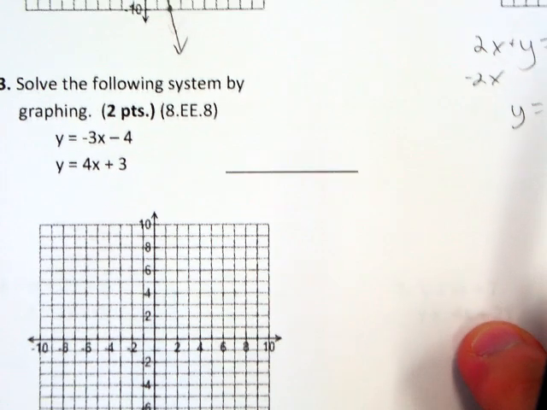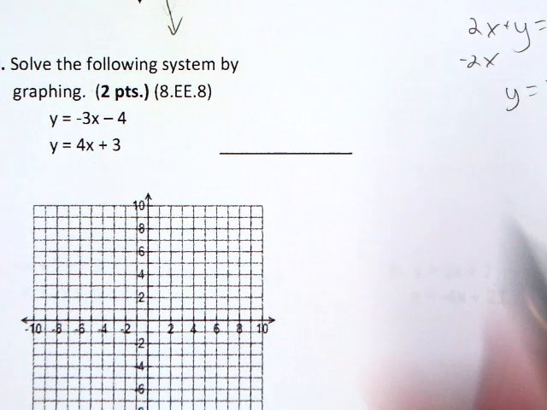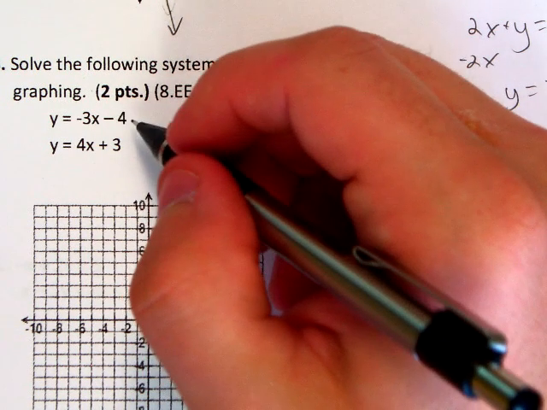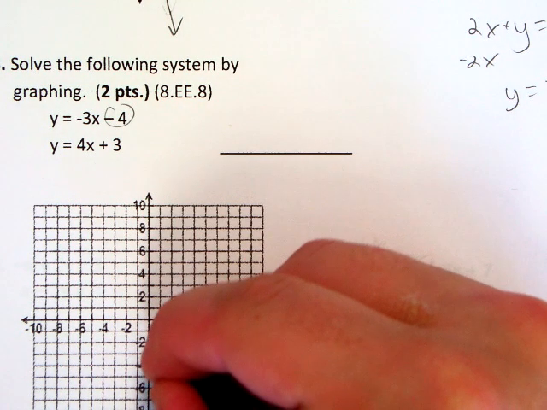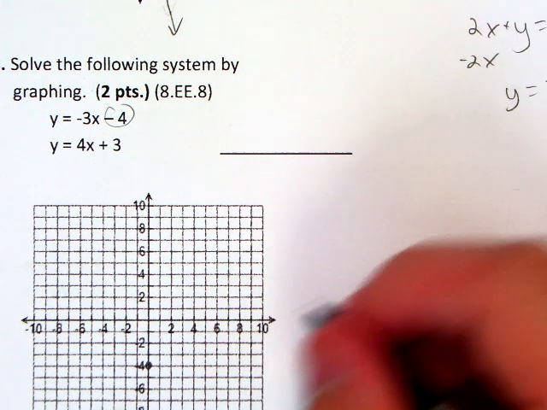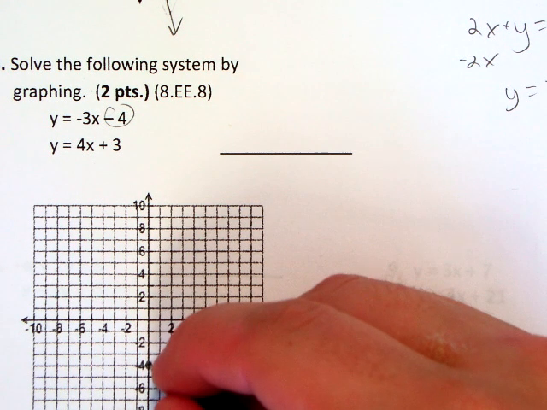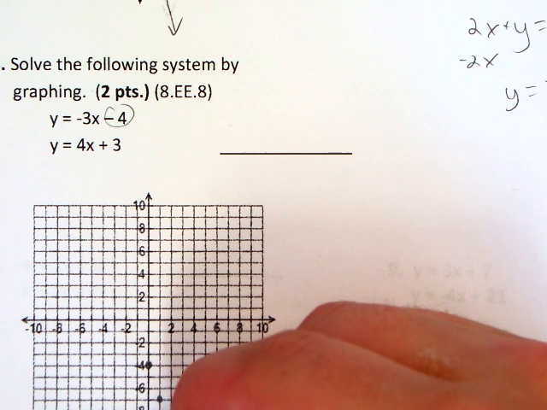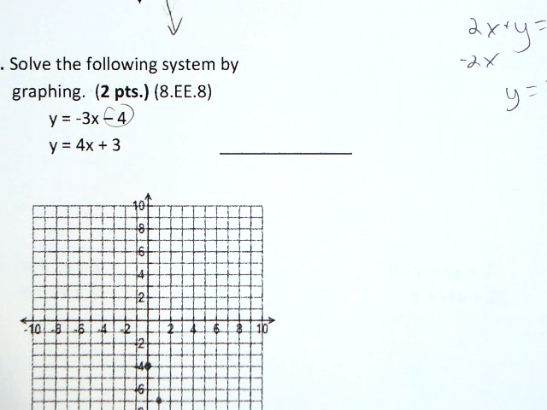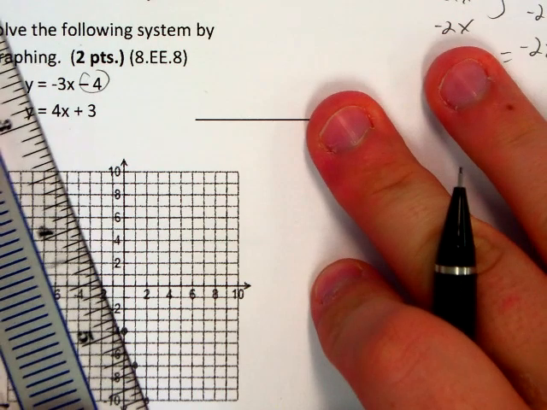Number 3, if I graph those two equations, they are both in y equals mx plus b form. So this tells me I start off at -4. The slope tells me I go down 3 and to the right 1, so 1, 2, 3 to the right 1, 1, 2, 3 and to the right 1. And I can connect those with my ruler.